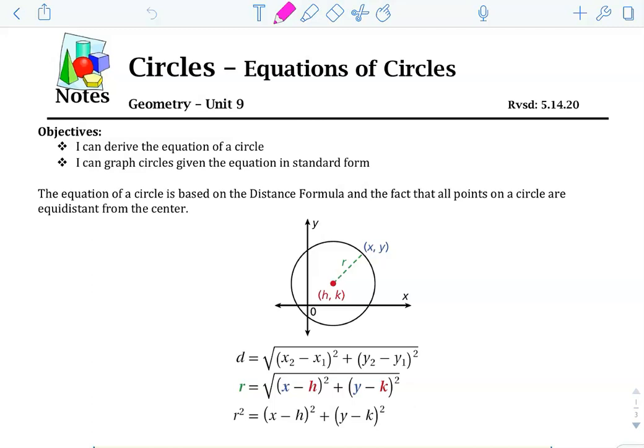So these notes are going to be about equations of circles, both graphing from equations and writing equations. Okay, so to start off, we're going to learn about the basic form of the equation of a circle. I'm going to read from this small paragraph right here. It says, the equation of a circle is based on the distance formula and the fact that all points on a circle are equidistant, or equal distance, from the center.